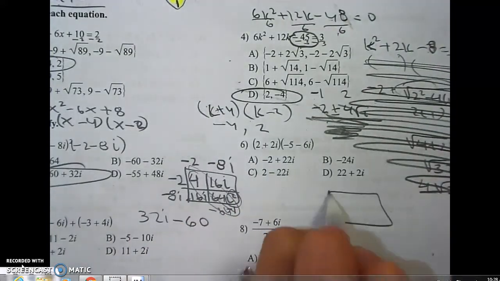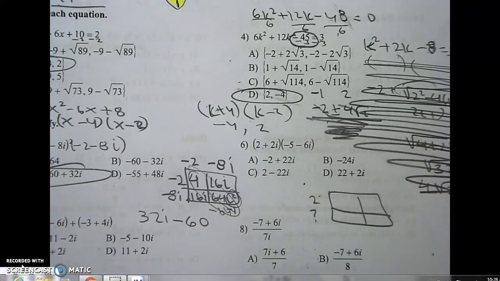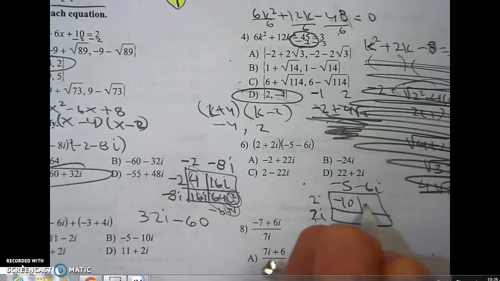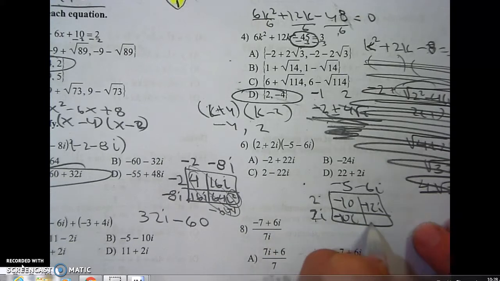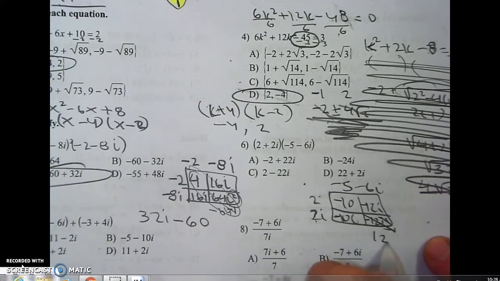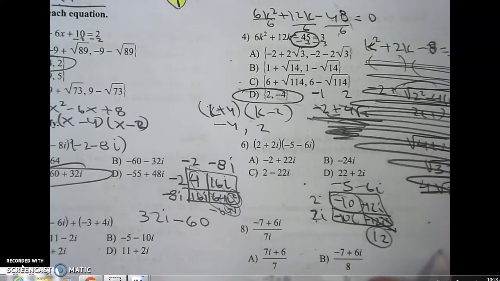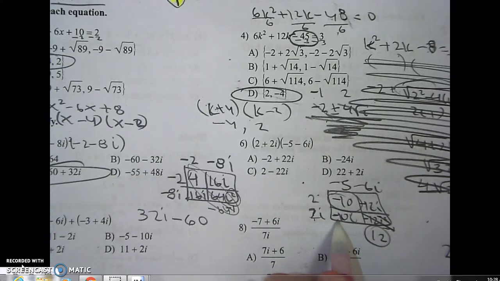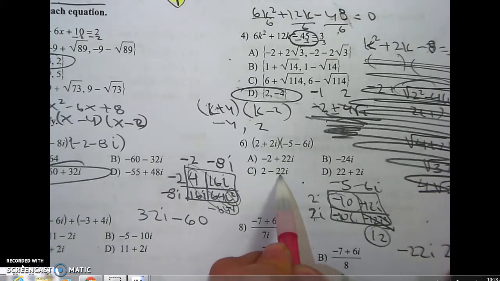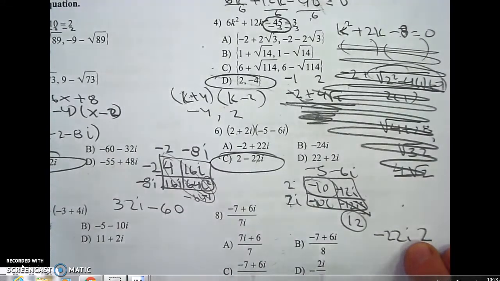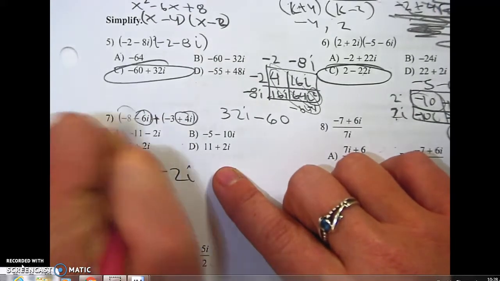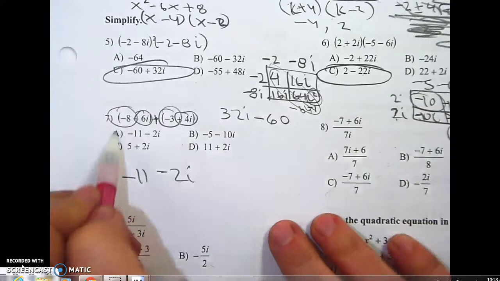Number 6, I'm going to box it out as well. 2i. Negative 5 minus 6i, negative 10, negative 12i, negative 10i, negative 12i squared. I squared is really negative 1, so that's positive 12. 12 minus 10 is 2, and negative 10 and negative 12 is negative 22i. So make sure the negative 22 is with the i, and the 2 is positive. C. Number 7, since it's adding, take the same, put them together. Take the same, put them together. A.